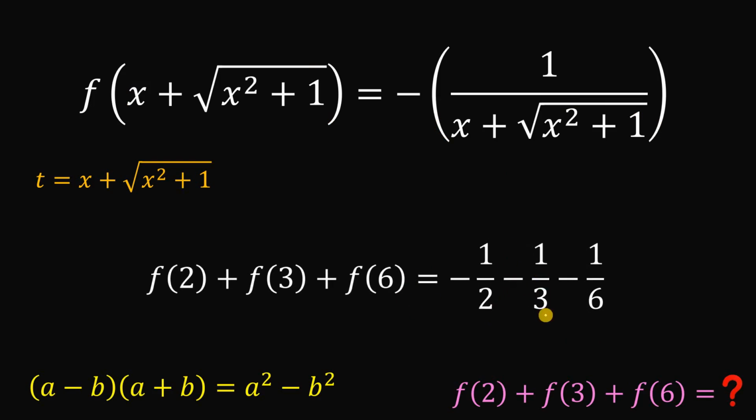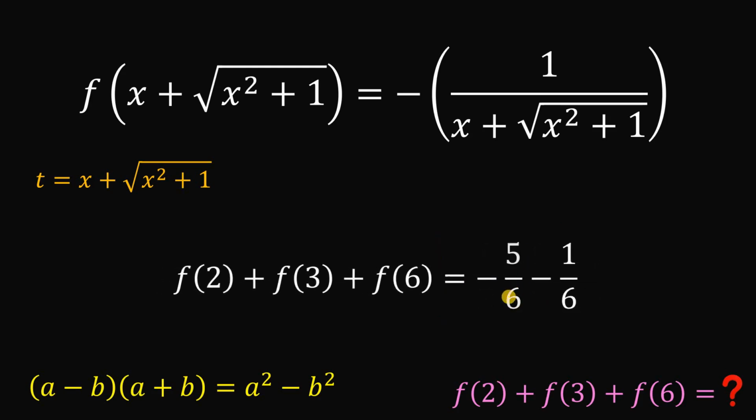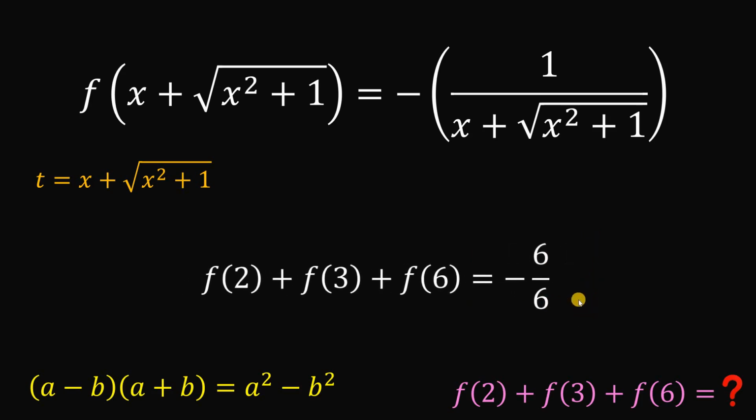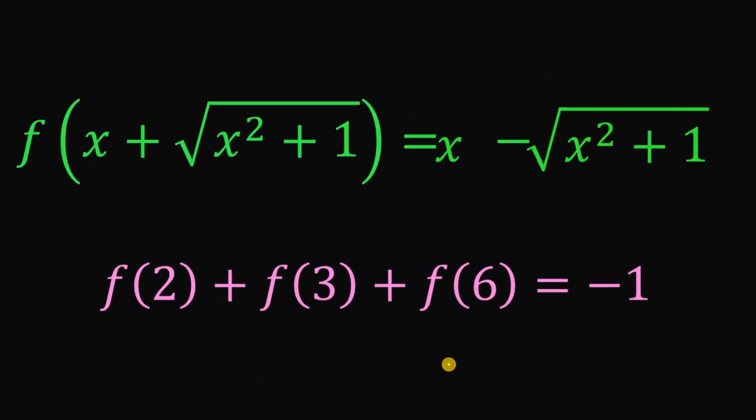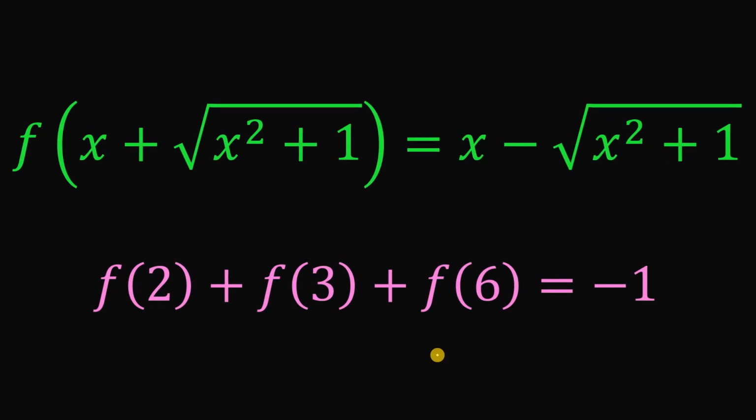And here's the value of f(2), f(3), and f(6). We have −1/2 − 1/3 − 1/6. If we add −1/2 − 1/3, this will give us −5/6. Now, combining −5/6 and −1/6, this will give us −6/6, or simply just −1. Therefore, the value of f(2) + f(3) + f(6) given this function must be equal to negative 1. And as always, we are done.